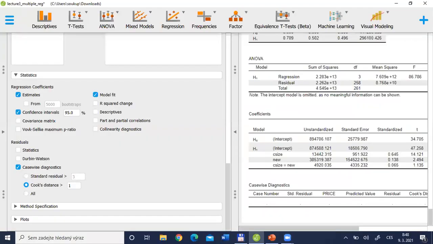So, are there any questions so far related to influentials and diagnosis of influentials?